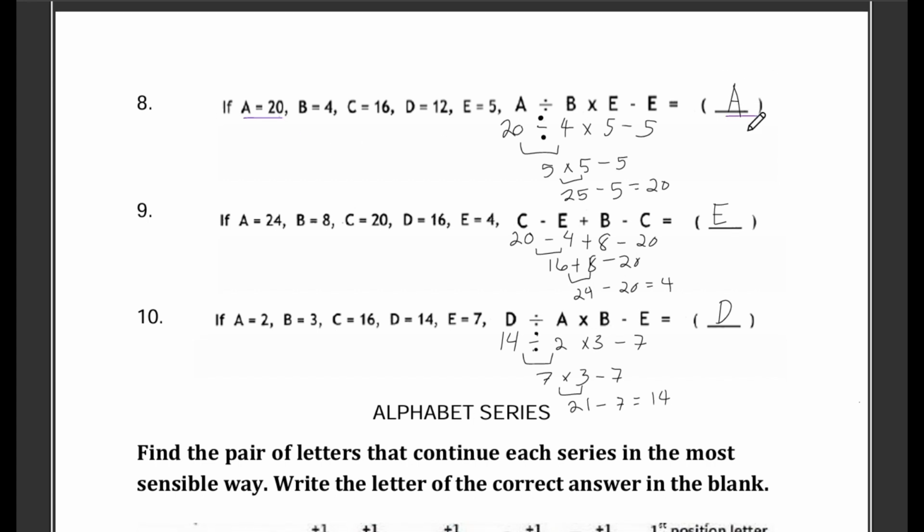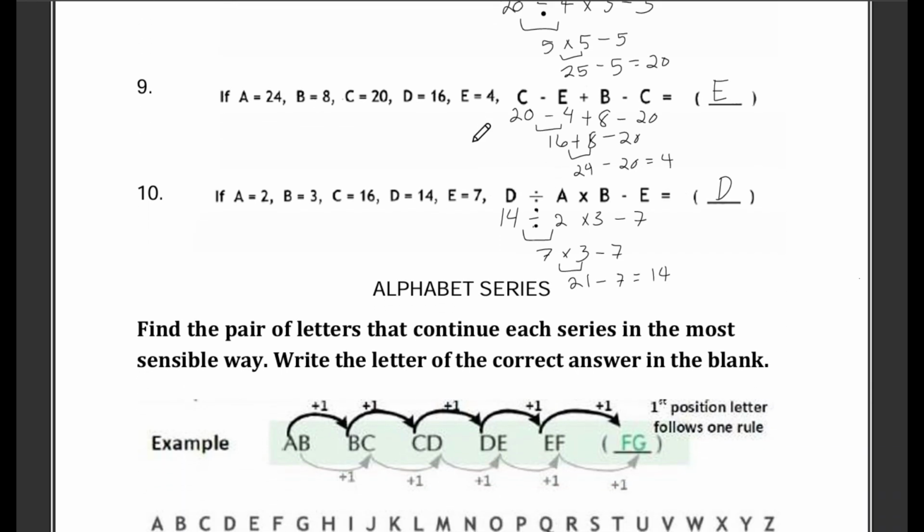Let's see why the other answers are incorrect. B is worth 4. That's too small. C is worth 16. That doesn't match our result. D is worth 12. Also too small. E is worth 5. While that number was part of our calculation, it's not the final answer.